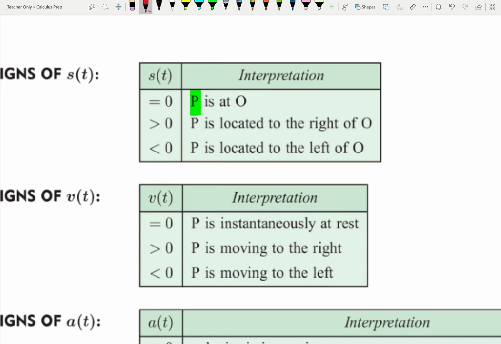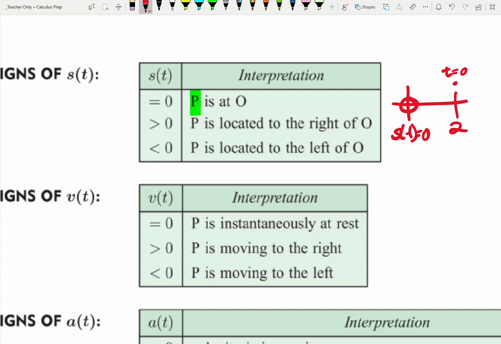When the displacement is equal to 0, the particle is at the origin. Notice that it's the physical origin, not necessarily the point that the object is starting at when time starts. So the object might actually start somewhere to the right of the origin, for example over at 2, and it starts here when t equals 0, but this is when s of t equals 0, the origin itself. And we'll do a couple of examples that will make that a bit clearer.